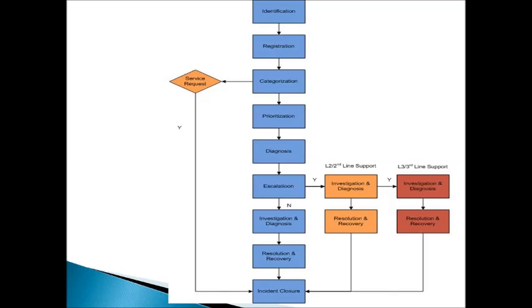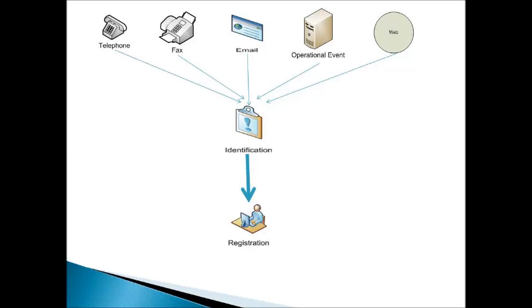There are 9 activities of incident management: identification, registration, categorization, prioritization, diagnosis, escalation, investigation and diagnosis, resolution and recovery, and incident closure. Incident identification. How do you identify an incident? Let me explain with an example. Somewhere there is a service interrupted. How would you know that the service is interrupted unless it is reported?